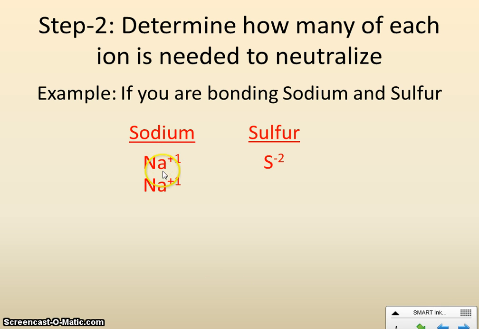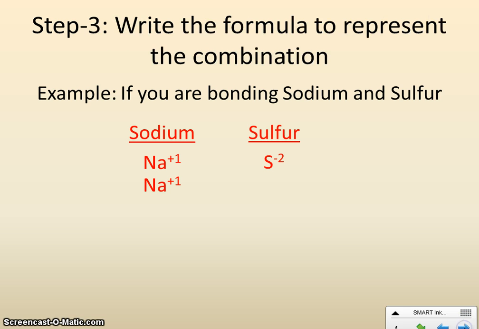So now, overall here, we have a +2 charge. +1, that's a +2. Over here, we have a -2. Since we have a +2 and a -2, that will neutralize. That will equal out to a 0 charge. So now we know we've taken care of step 2. We know how many ions of each are needed to neutralize. We know we need 2 of these and 1 of these. So we can move on to step 3.